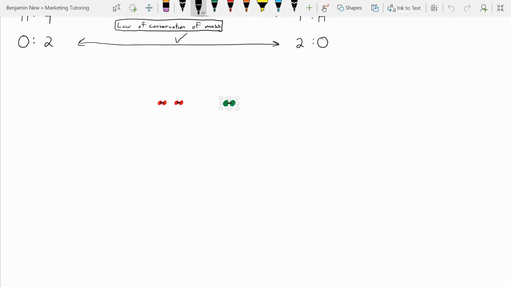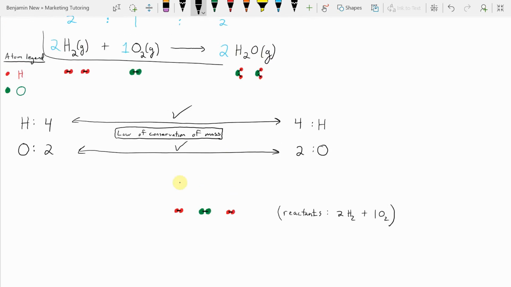Here we have in green the oxygen, and in red each molecule of hydrogen. Now, before the reaction, they're separated. These are the reactants. We have 2 H2s and 1 O2, just as in this equation up here.